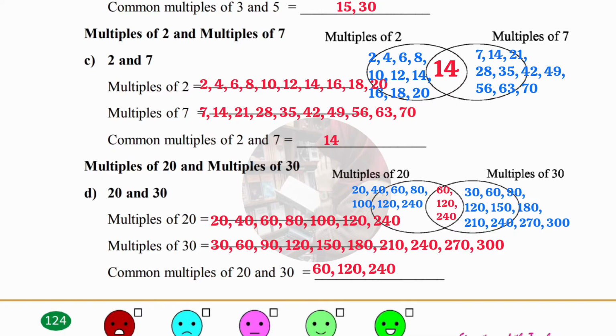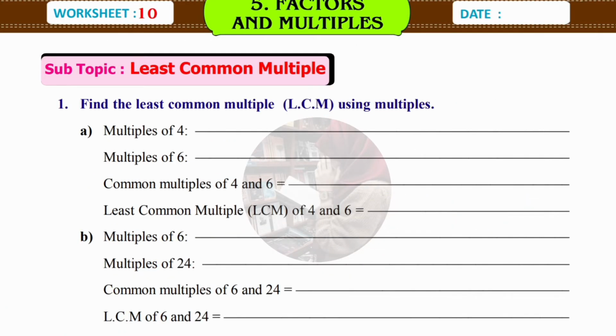Okay guys, now we'll move to the next worksheet, worksheet number 10. Here the topic is least common multiple, LCM. LCM is the abbreviation of least common multiple. The first question is to find the least common multiple using multiples. Two numbers are given. First, we write down the multiples of the given numbers. Then we write down the common multiples. After that, we write down the least common multiple. I will explain how it works.